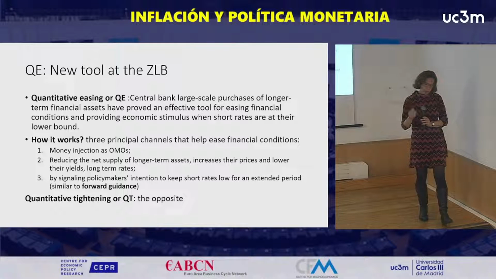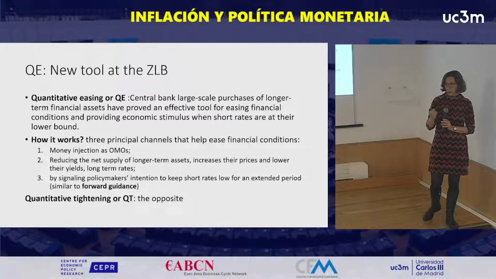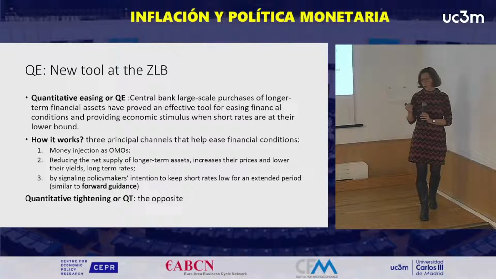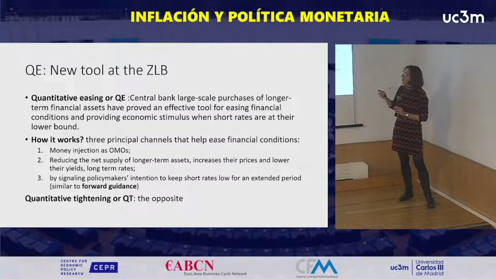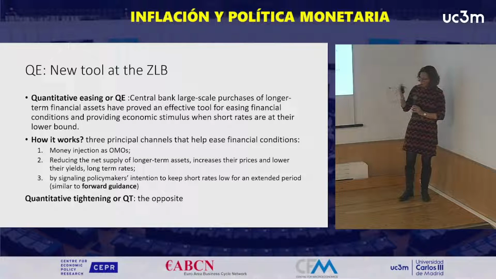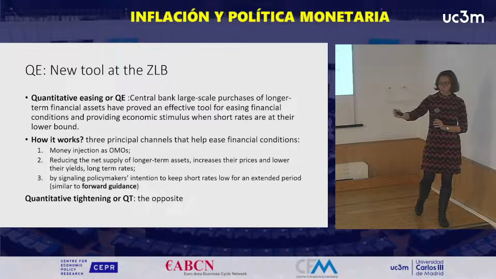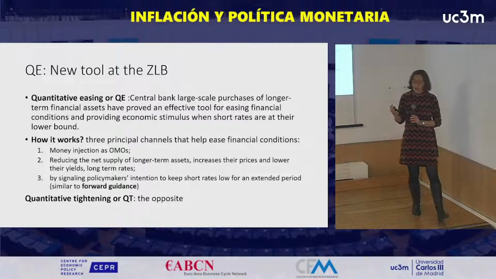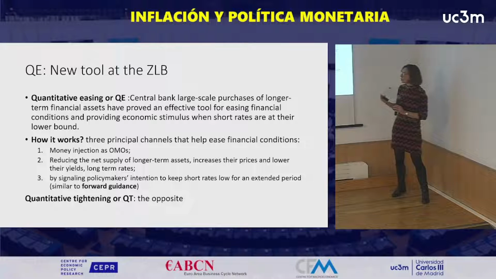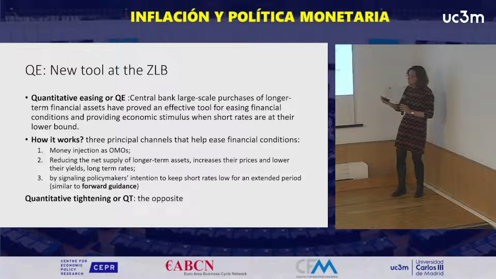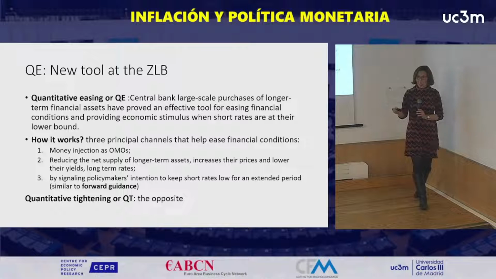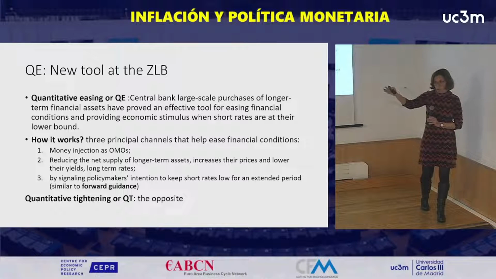Why? Because what the central bank does when it does QE is go for large-scale purchases of long-term financial assets. And this has proved to actually expand the economy as if I was decreasing the interest rates. Why? When I do that, what I'm actually doing is reducing the interest rates on long-term assets, which are still positive, okay?